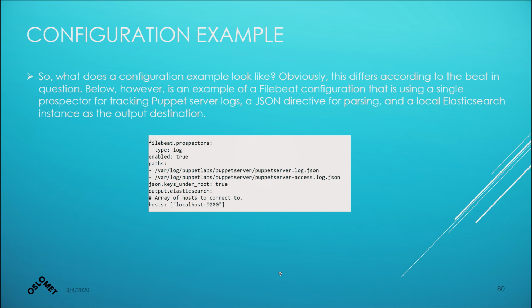Another example is a configuration something like this. This is a Puppet log. I think it looks familiar because Puppet Labs keeps logs. Puppet keeps logs in the Puppet Labs directory in JSON format, and you can parse this and pass it to Elasticsearch. That's a way you can track Puppet server logs.